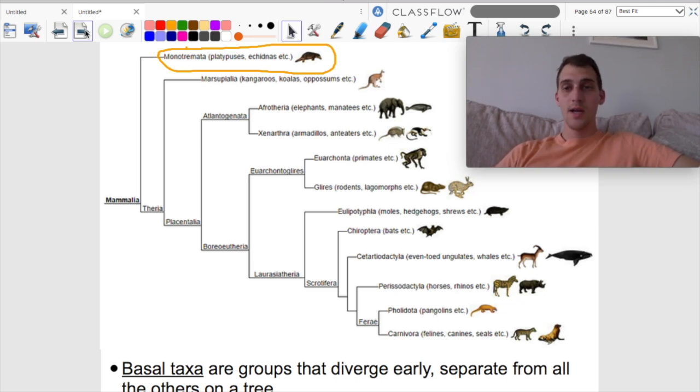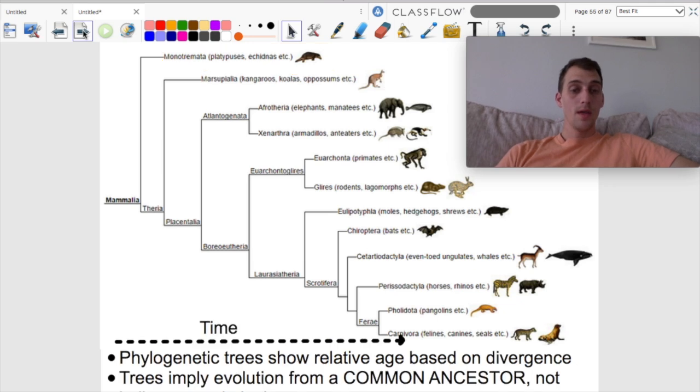So this is a tree of mammals, and it makes a whole lot of sense that monotremes are the basal taxon of mammals because they lay eggs. This is platypuses and echidnas, and they diverged from the rest of the group the earliest, and that's why their common ancestor is so far back. The common ancestor of all mammals is back here, and that's that branch point.